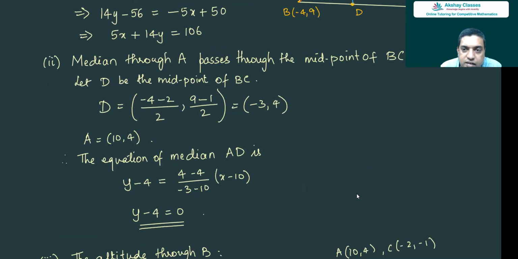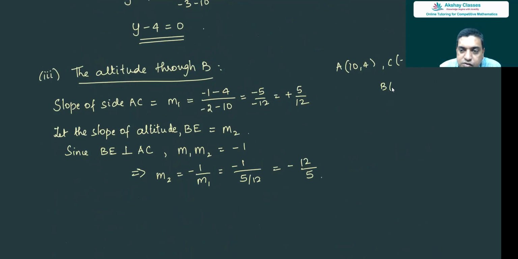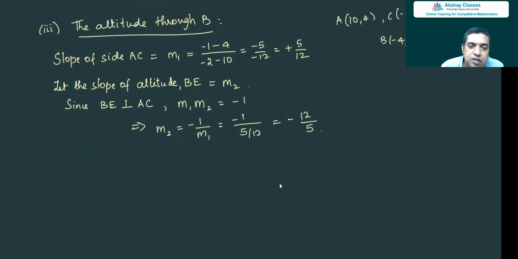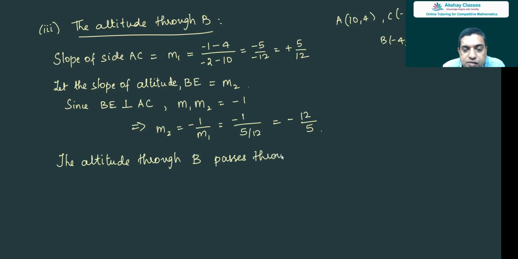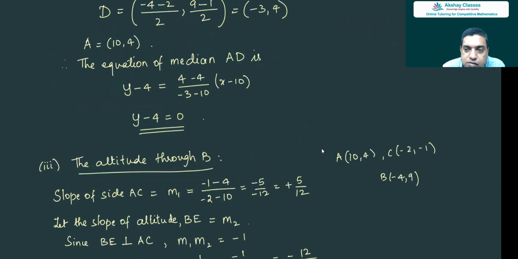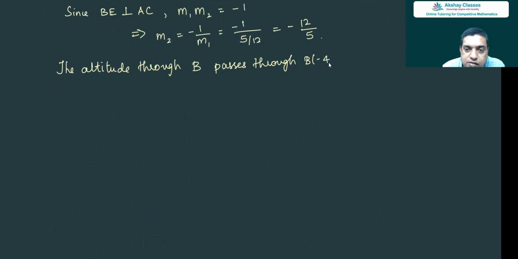Now, what is the coordinate B? (-4, 9). So the equation of the line BE, the altitude through B, passes through B. (-4, 9). Altitude through B passes through (-4, 9).